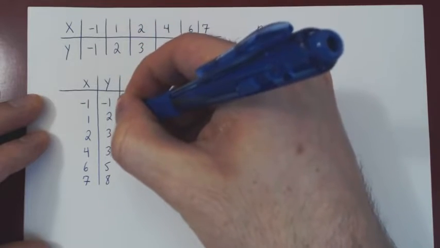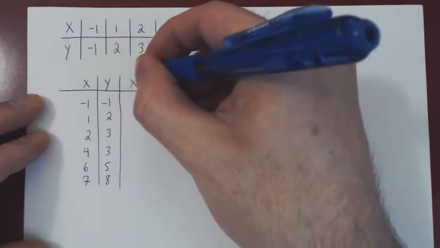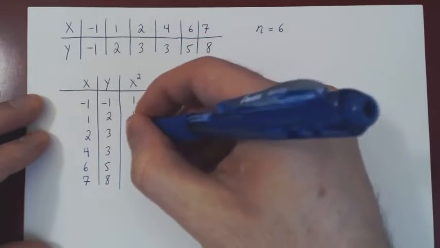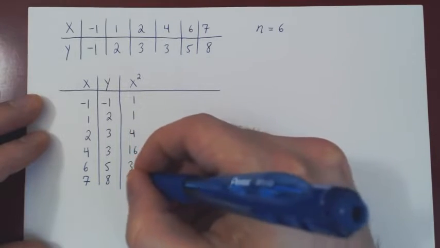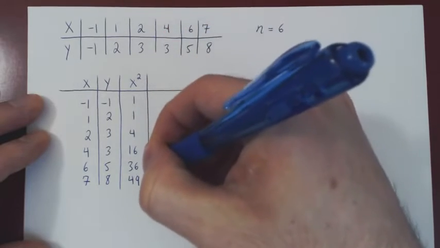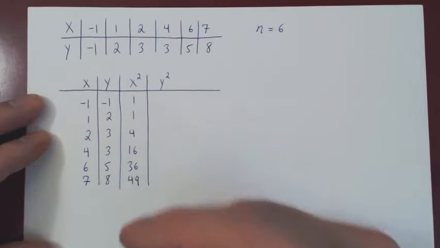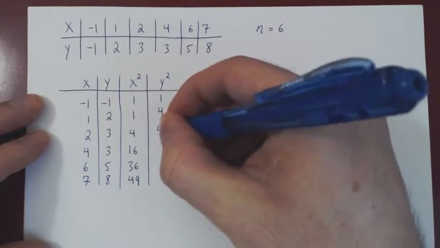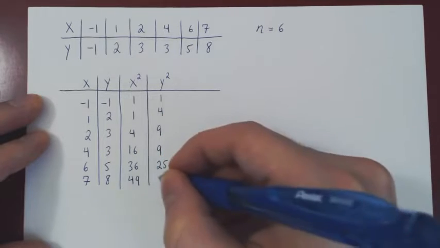We need to construct 3 additional columns. A column for the x's squared. So let's square all of these terms, which will give us 1, 1, 4, 16, 36, 49. We have to have a column for the y squares. So square all of these, keep always the same order. 1, 4, 9, 9, 25, 64.